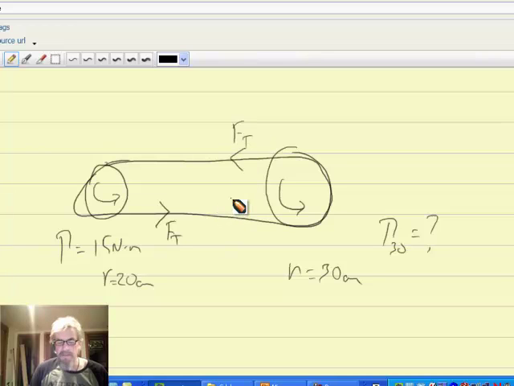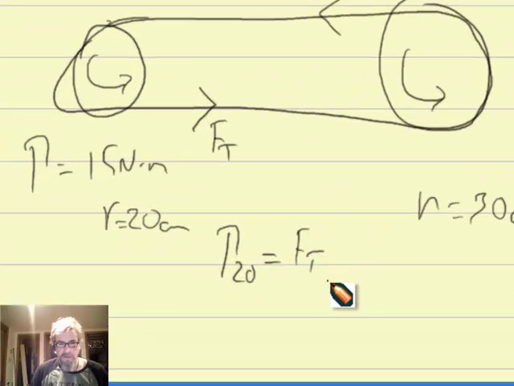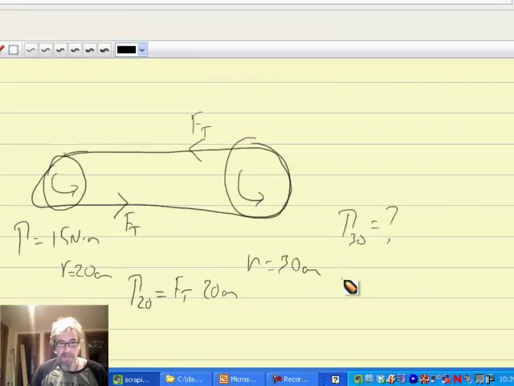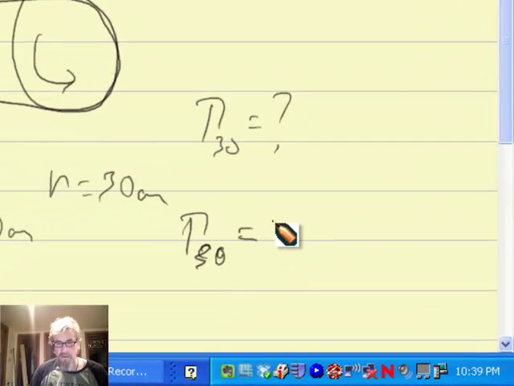So here's what I could say. I could say that the torque on the 20 centimeter pulley is equal to that tension times its lever arm, which is 20 centimeters. But the 30 centimeter torque would be equal to the same tension, but times a lever arm of 30 centimeters. So if tension is the same, I'm going to solve both of these equations for tension and see if I can get rid of it, because that's really not what I want in this problem.